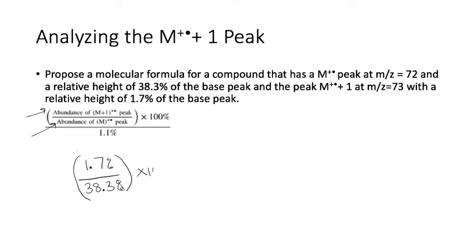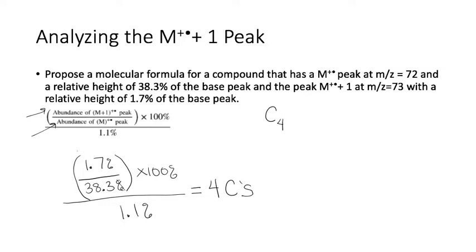I times that by 100%, and then I can divide all of that by 1.1%, and that will give me the number of carbon atoms. So pause and take a second to punch it in your calculator, and hopefully you find the same number I did, which is 4 carbons. So that means my chemical formula is C4 something something something.